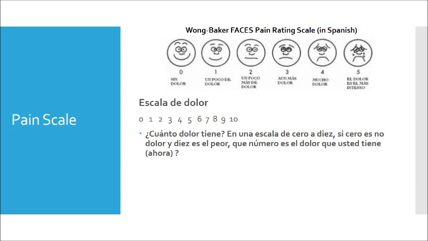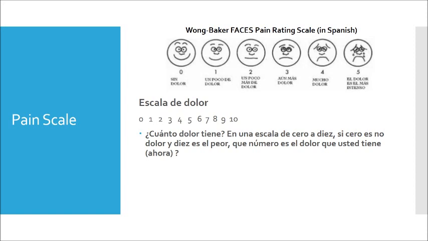So you can see the 0, sin dolor, is without pain. The 1, un poco de dolor, a little bit of pain. 2, un poco más de dolor, a little bit more pain. 3, aún más dolor, which translates to yet more pain. 4, mucho dolor, is a lot of pain. 5, el dolor es más intenso. So the pain is most intense, and that correlates to, obviously, the crying.